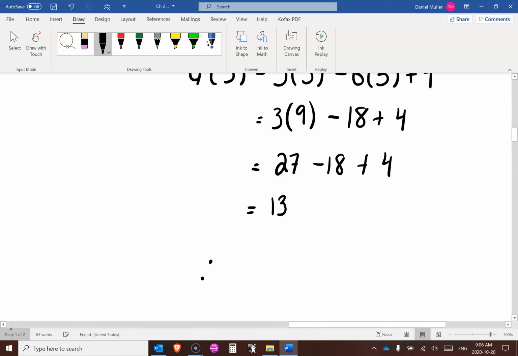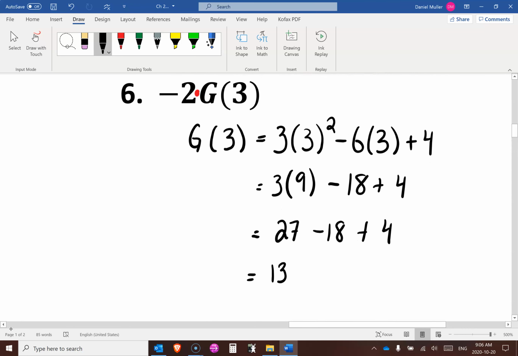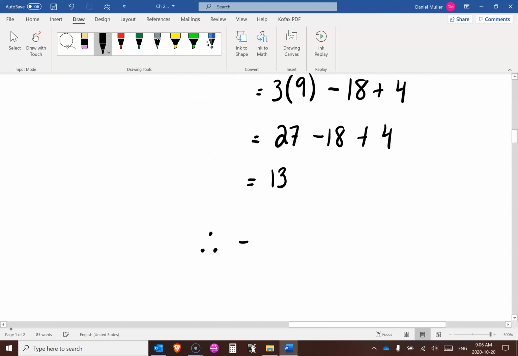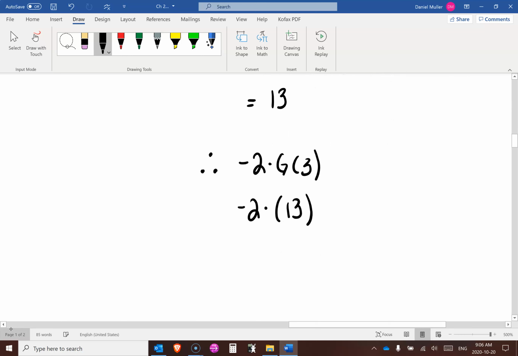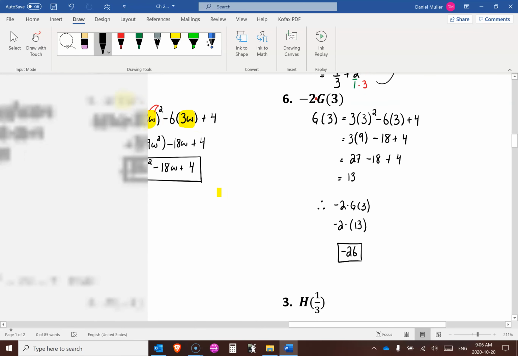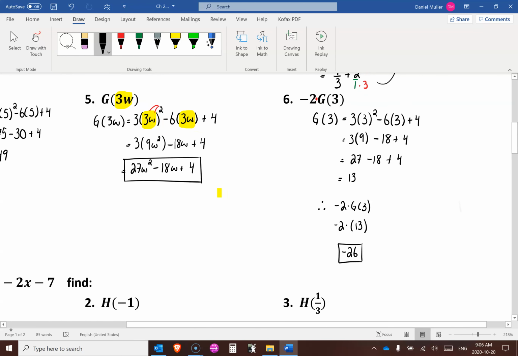Okay, so I'm going to put a therefore here because there's a little bit more to this. It's not just g of 3. But this is negative 2 times g of 3. So it's negative 2 times, I guess, 13, which is g of 3. 2 times 13 is 26, and it's negative. Okay, so there we go.